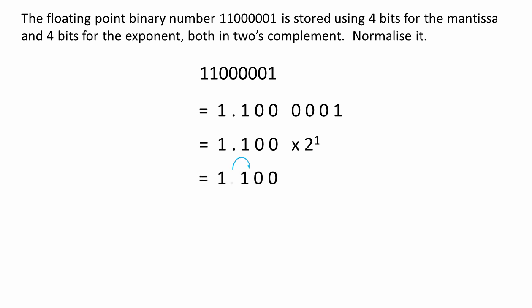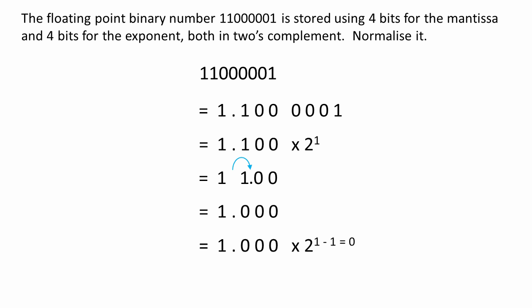Reposition the point so it sits immediately to the left of the leftmost 0. A negative number must start with 1, 0. Leading 1s are superfluous, so get rid of them and pad out the right-hand side of the mantissa with zeros so you've got 4 bits. Calculate a new value for the exponent.